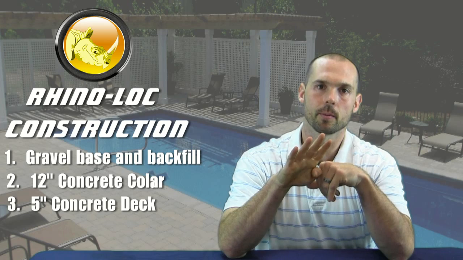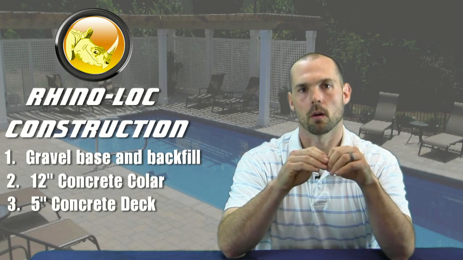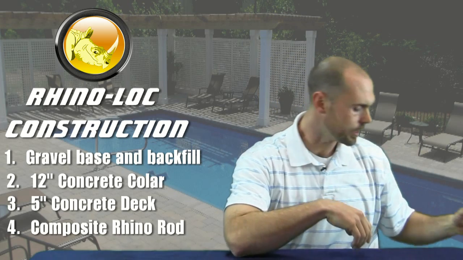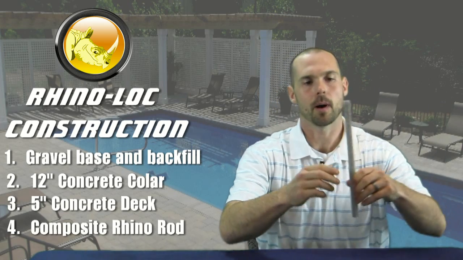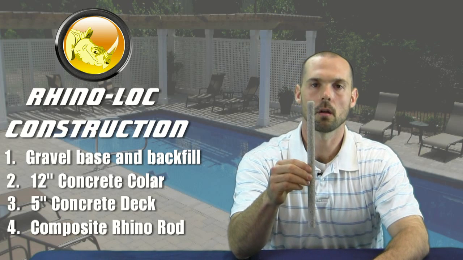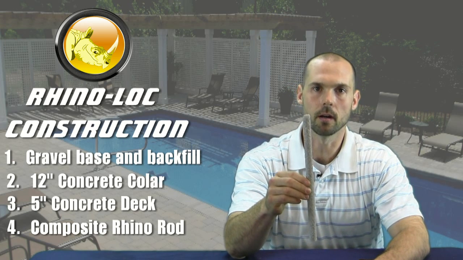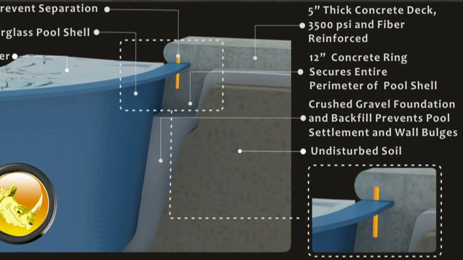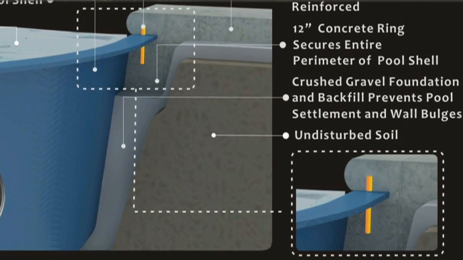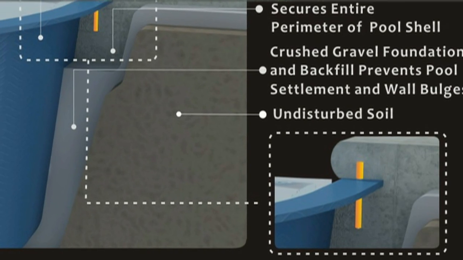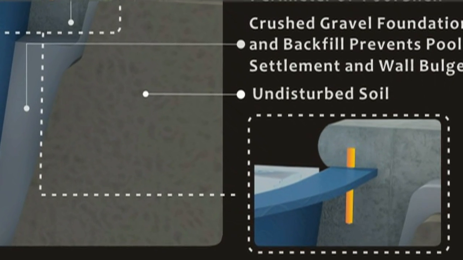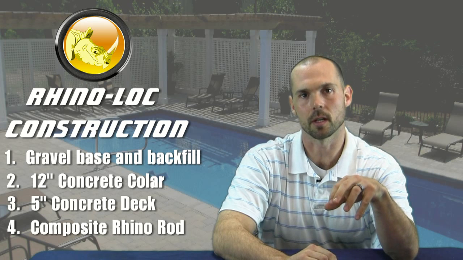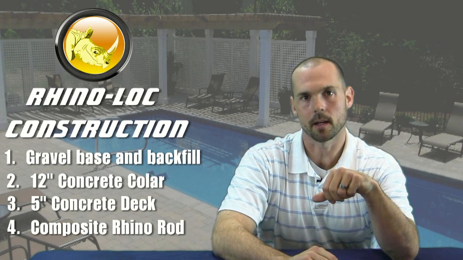And then the fourth layer of protection is what we call our RHINO rod, which is essentially a composite rod that we install into the fiberglass pool shell, and then it becomes encased in that 12-inch collar, and it fuses the pool deck and the pool patio together, virtually eliminating any chance of a separation of the pool shell from the pool patio.